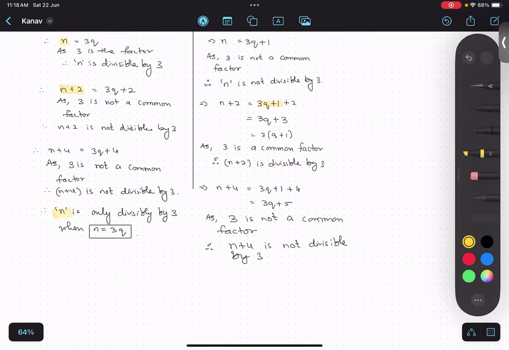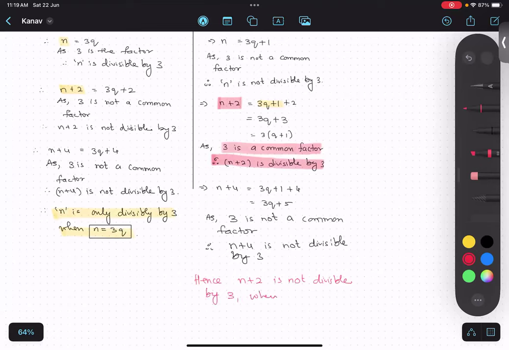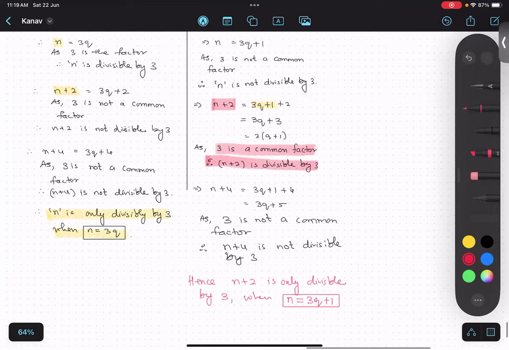Now, as we wrote a final statement there, we will write a final statement over here also. Hence, n plus 2 was divisible, yes. Hence, n plus 2 is divisible by 3 only when n equals 3q plus 1. So this is case number 2.